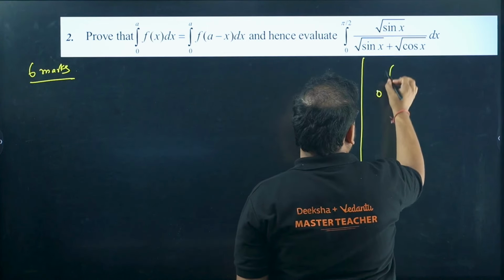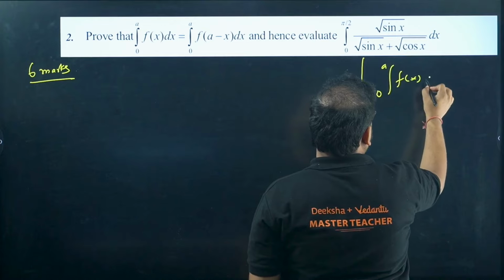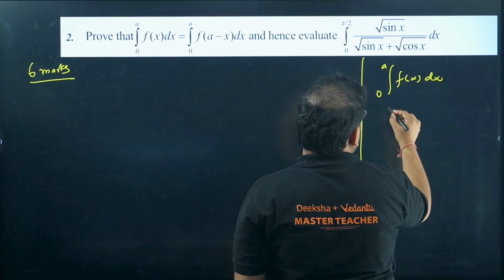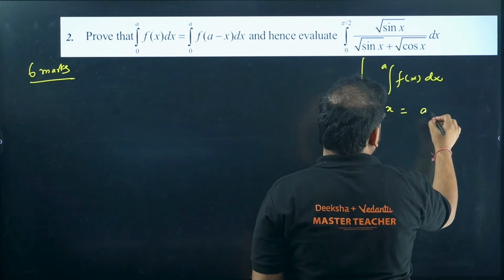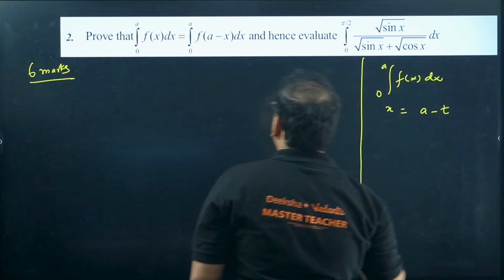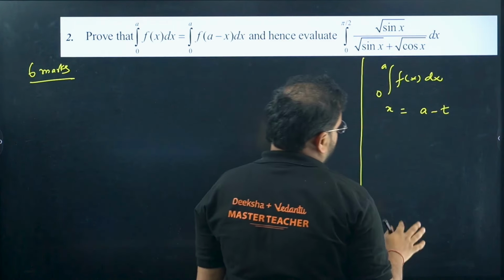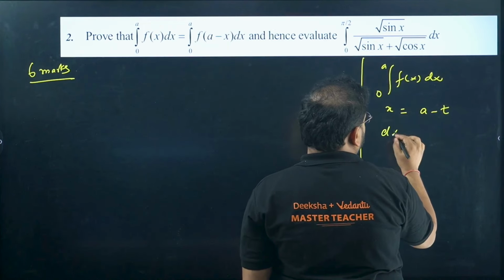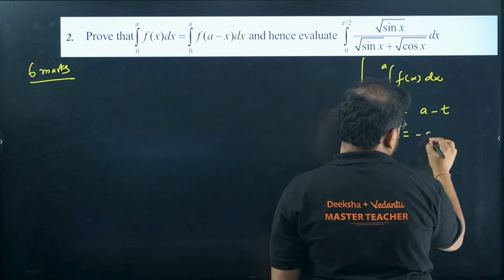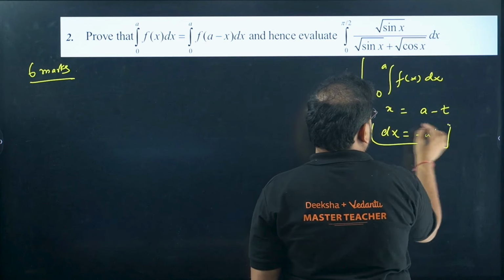So in this integration, you're going to assume this from here. Integration from 0 to a, f of x dx is there. I've taken the LHS part. Replace x by a minus t. When you do that, derivative will be what? Dx will become minus dt. First thing is this. Limit change you check.